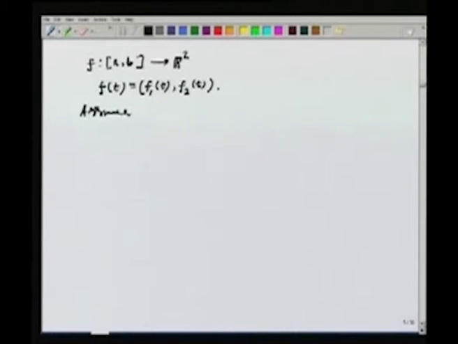It's as follows. Let's suppose I have a function f from a closed interval [a, b] to R2. Okay, then f of t can be written as (f1(t), f2(t)), that is the x component and the y component. Now assume that f1, f2 both are continuous functions.